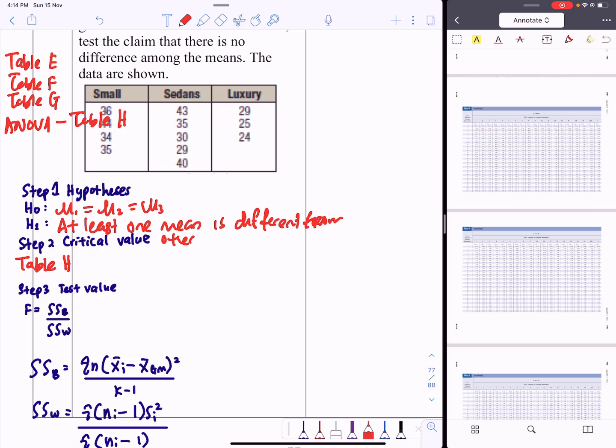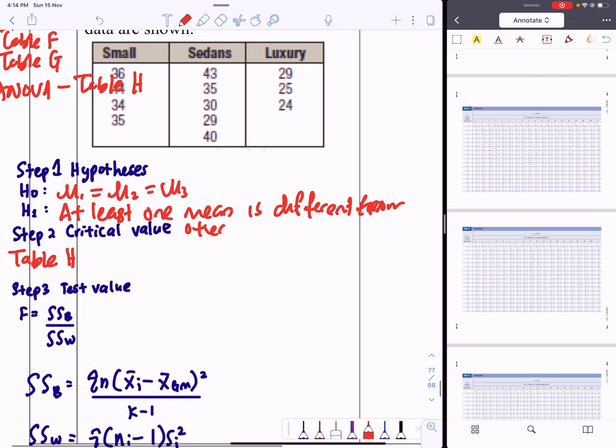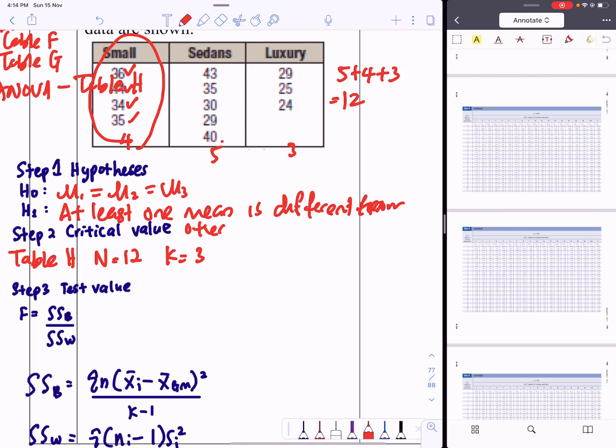Okay, jadi how to do for this table? You need to have the information about the n. N is 12. How do we know the n is 12? We need to calculate how many data we have. 1, 2, 3, 4. We have 4 here, 5 here, and 3 here. 5 plus 4 plus 3 is equal to 12. Then n is 12. K is 3. Why is K 3? They have 3 groups here. Maybe if you have another one, buses for example, then we have 4 groups. That's why K is 3.